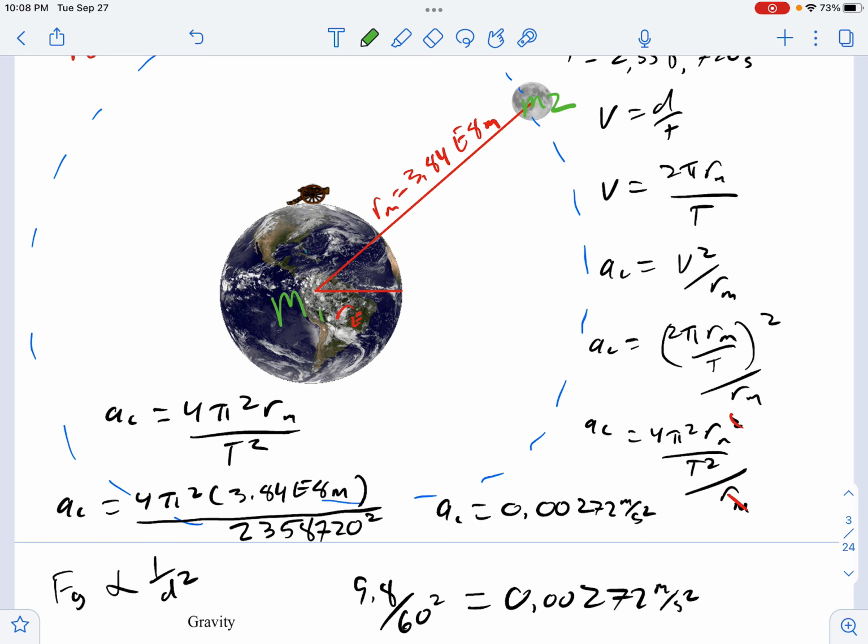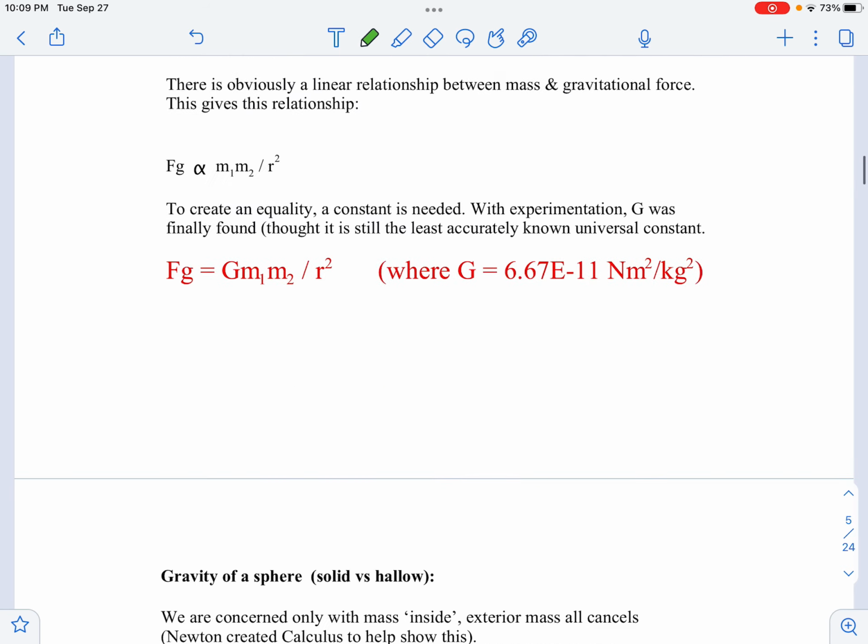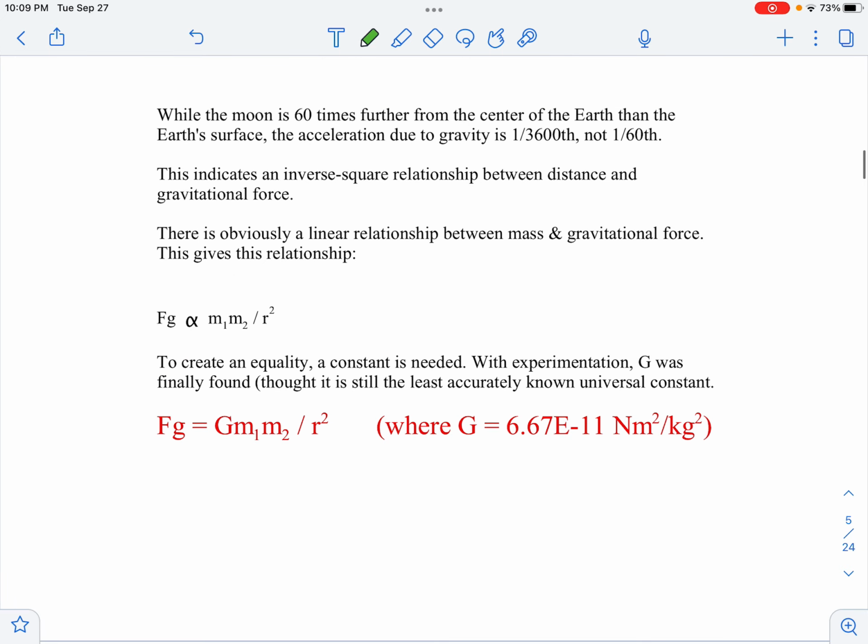All right, but what's important is that Newton has come up with this idea that the force of gravity is proportional to the two masses and inversely proportional to the distance between the two of them squared. Okay, this is Newton's idea about gravitation, which we now know as Newton's universal law of gravitation, which I have written down here.